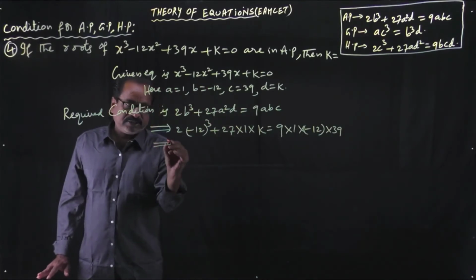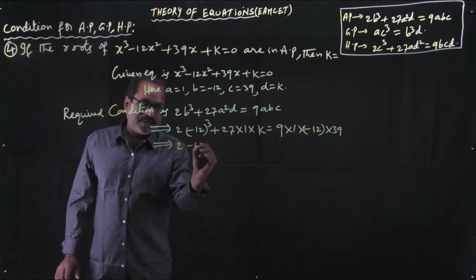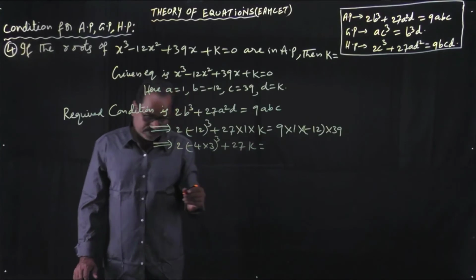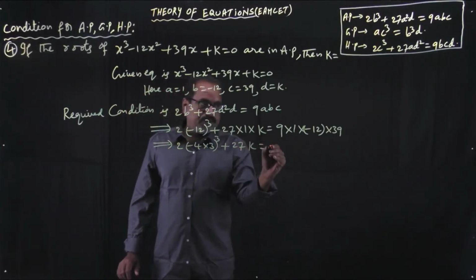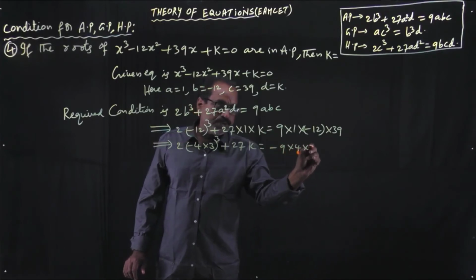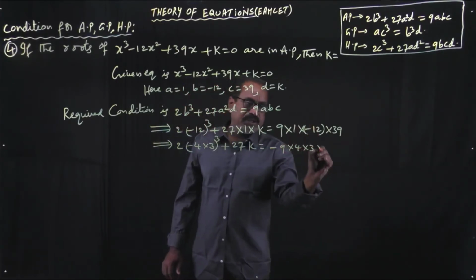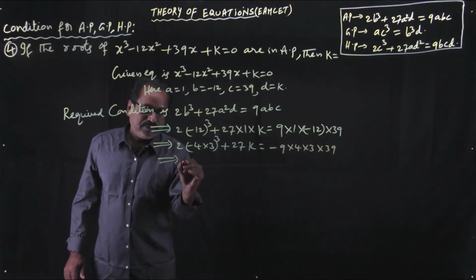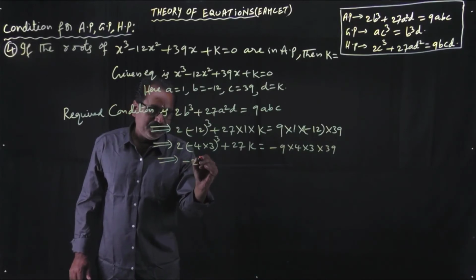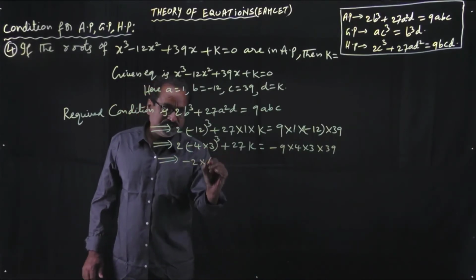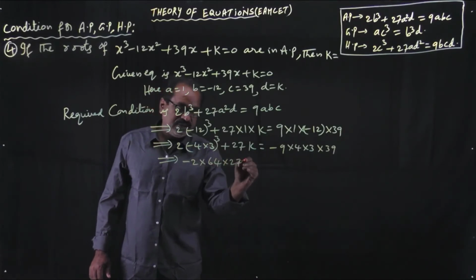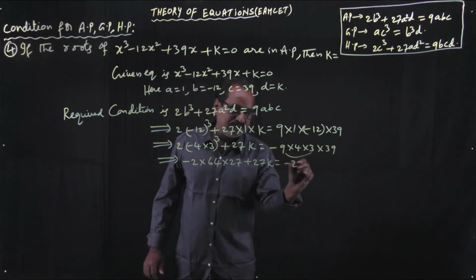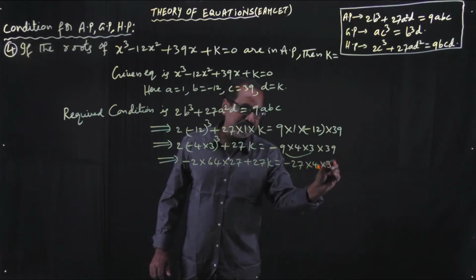So this implies 2 into minus 4 into 3 whole cube plus 27k is equal to minus 9 into 4 into 3 into 39. Here 12 can be written as 4 into 3. So this implies minus 2 into 4 cube, 64, into 27 plus 27k is equal to 9 into 3, 27, minus 27 into 4 into 39.